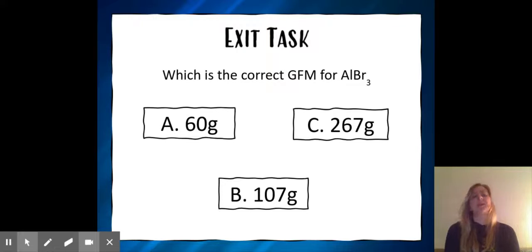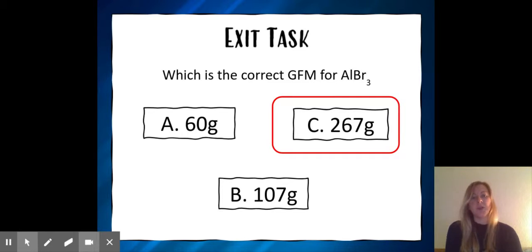Which is the correct gram formula mass for aluminium bromide? We have A, B or C. Again, pause the video, do a quick calculation, and then unpause to reveal the answer. So the answer is C, which is 267 grams. That is the gram formula mass for aluminium bromide.